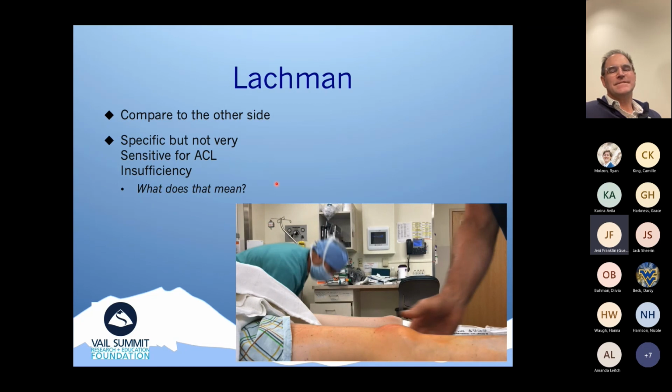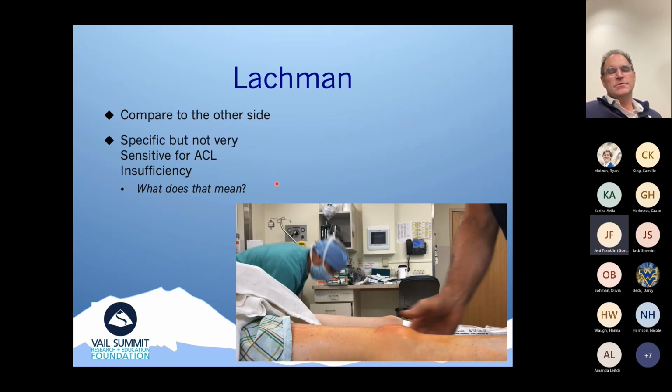So like if someone doesn't have an ACL, that's the specificity, but the sensitivity is able to identify the injury. So it has to do with false positives and false negatives, but let's not get into that. Let's just be a lot more general here. If the Lachman is specific but not very sensitive, that means that if you have a positive Lachman, they have torn their ACL. But having a negative Lachman does not necessarily mean they didn't tear their ACL.